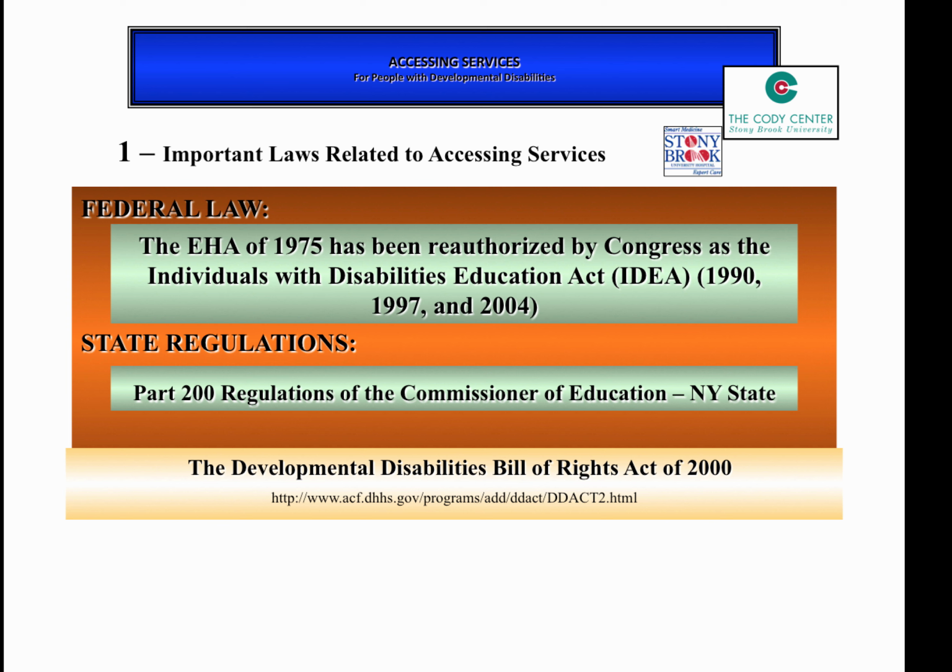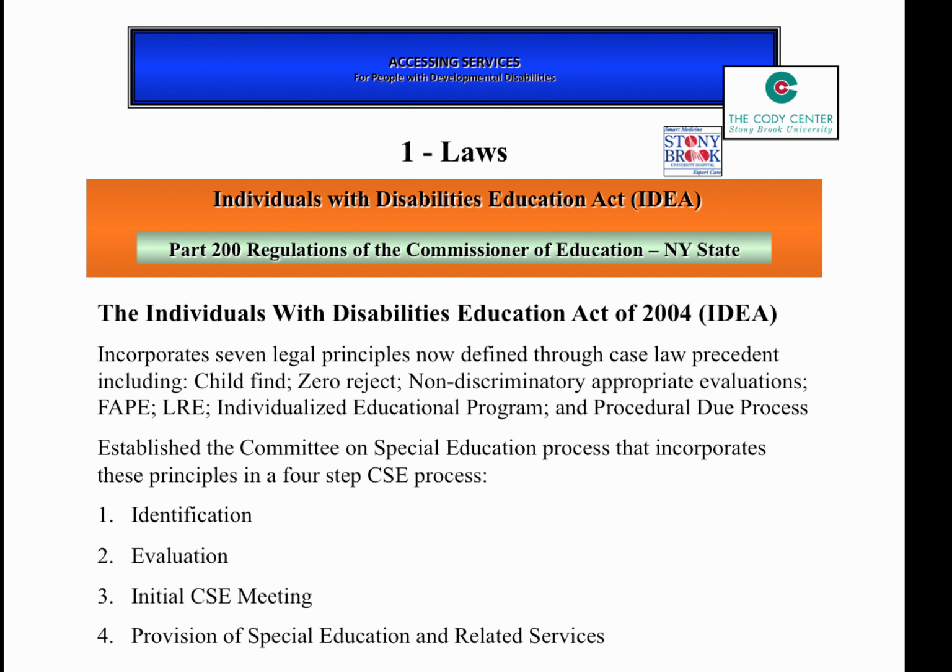The other law that is very important to accessing services is the Developmental Disabilities Bill of Rights Act of 2000, also previously mentioned. This law lays the groundwork for who is entitled to services and when, and provides the federal definition of disability under the Developmental Disabilities Bill of Rights. First, let's talk about IDEA.